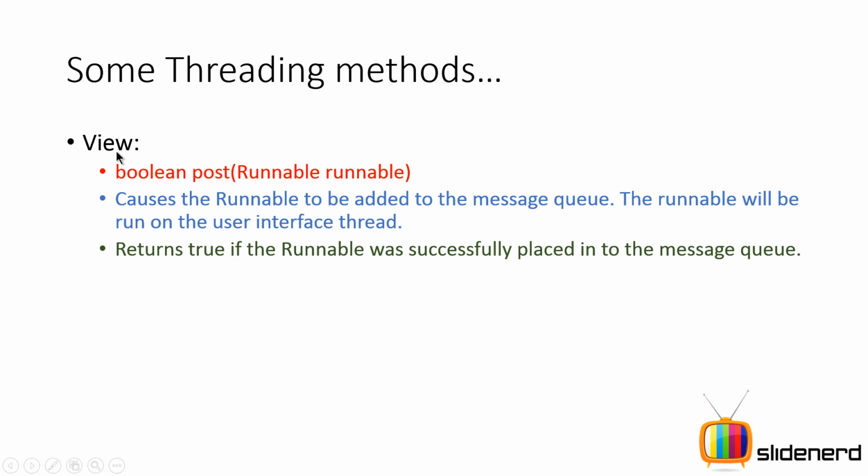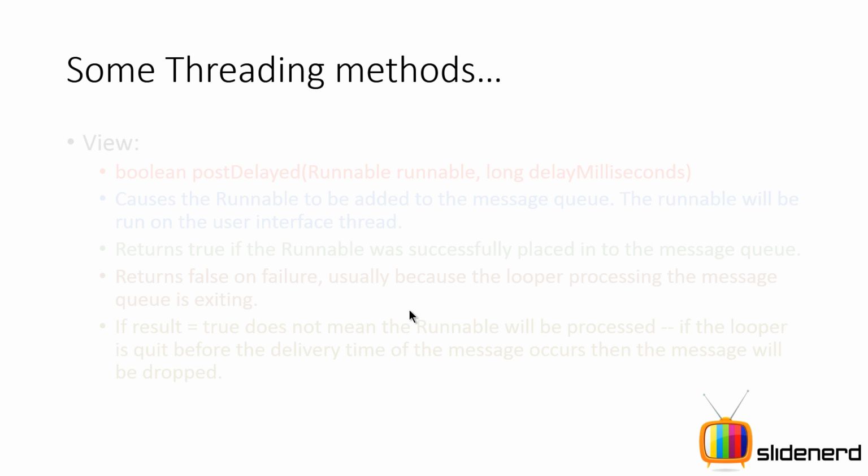Now, this belongs to the class view over here. Again, the same idea that there is a runnable object. If it's the current thread, run it immediately. If it's not the main thread, then post it as a message to the message queue. The boolean indicates if the message was successfully placed into the message queue. However, the boolean does not guarantee that the runnable object was executed successfully by your looper. Now let me show you why.